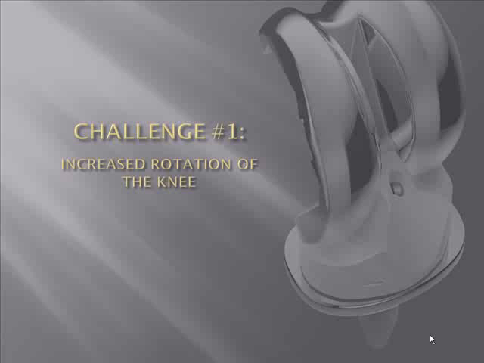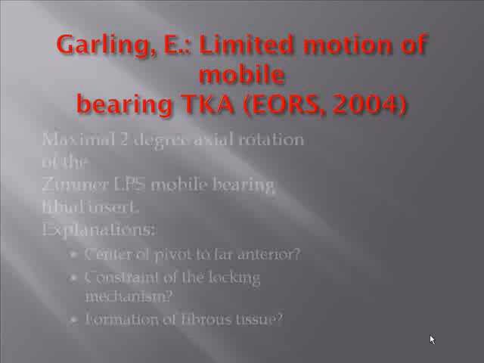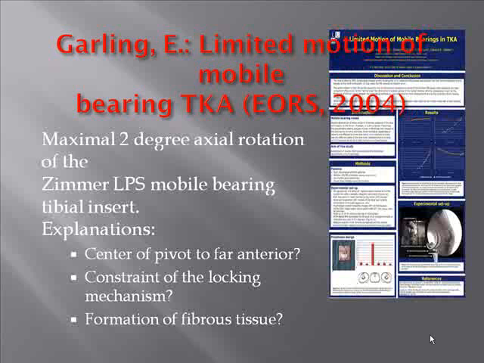So let's talk about challenge number one, which is increased rotation of the knee. I think clearly a mobile bearing knee replacement will accommodate this. I've already shown you the LCS. This is some data from 2004 showing you that some mobile bearing knee replacements will only actually allow you a couple of degrees of rotation in vivo. It may be because the center of the pivot's too far anterior in this particular design. It may be due to the constraint of the locking mechanism. It's postulated that it may be due to the formation of fibrous tissue.